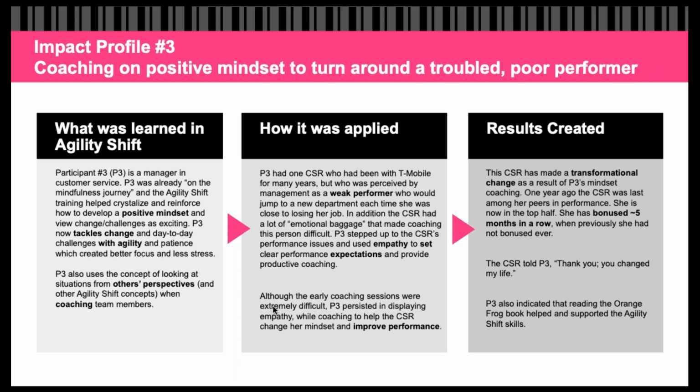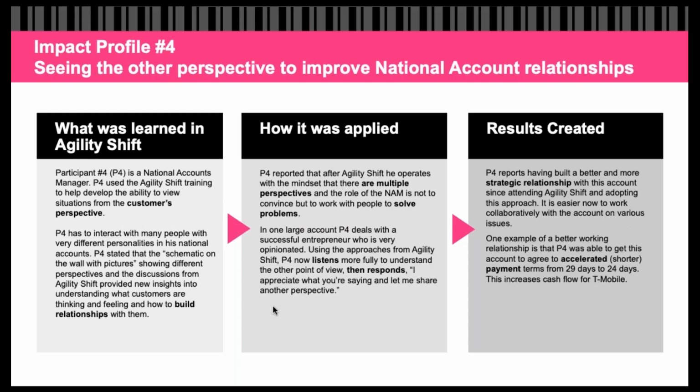Third impact profile, a leader who was already personally on a mindfulness journey. This leader really connected to the mindset for change, positive mindset that we talk about in Agility Shift. And then also looking at situations from other people's perspectives. And so in this case, the leader was working with a weak performer and helped that person to make a transformational change, right? And so within our call centers, when folks are really successful, they do receive a monthly bonus. And so in this case, this particular expert had received a bonus 5 months in a row, when in fact previously performance had been a real struggle. So again, another tangible example of results and how they were applied.